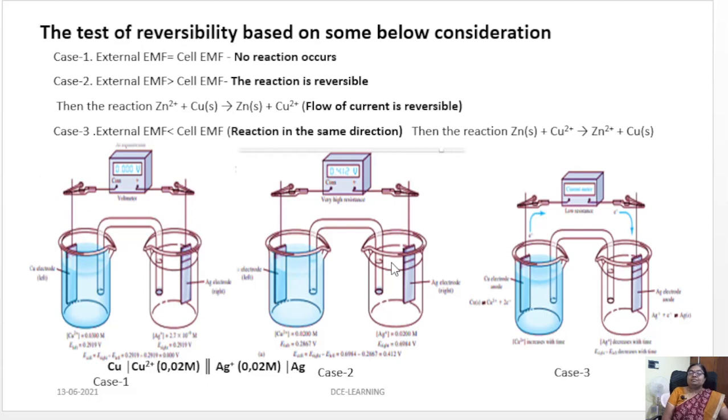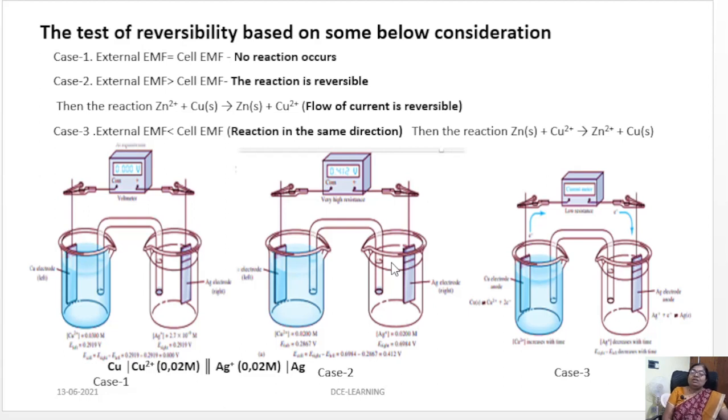So here, case 1: if we take an external EMF, you know that external EMF means we are going to connect it to an external source. If the external EMF supplied is equal to the cell EMF, exactly balancing the EMF of the cell, there is no current flow. So there should be no chemical change in that cell, therefore no reaction occurs.